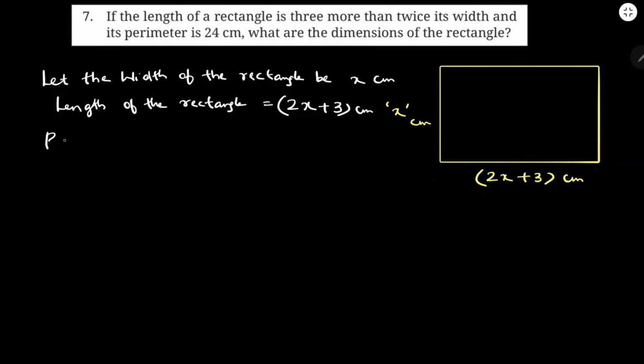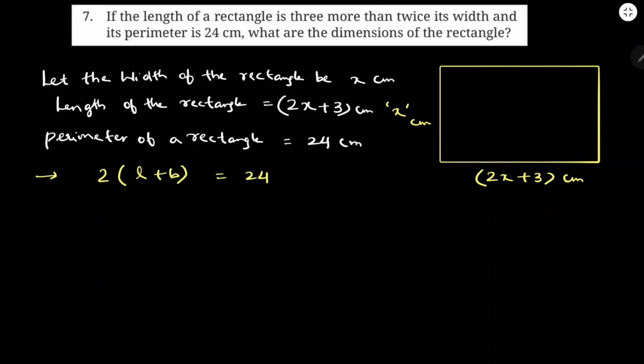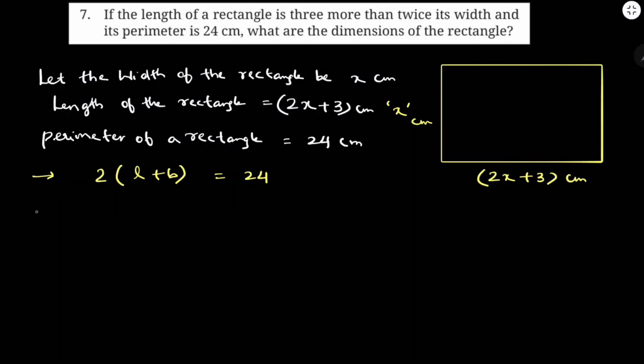Now perimeter of a rectangle is given. Perimeter of a rectangle given is 24 centimeters. So now if you write the formula, that is 2 times (L plus B) is 24. So 2 times (length is 2x plus 3, width is x) equals 24.